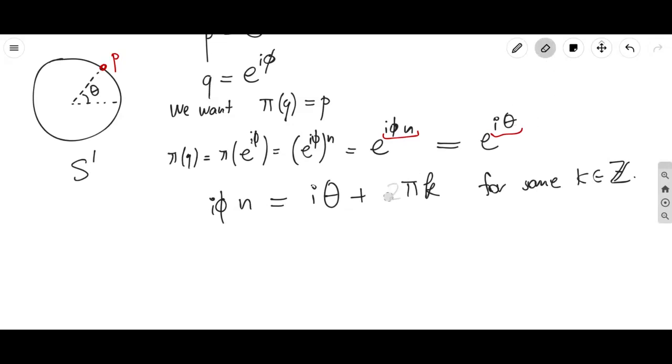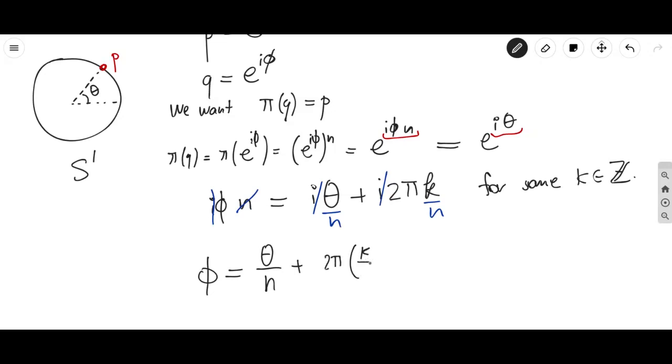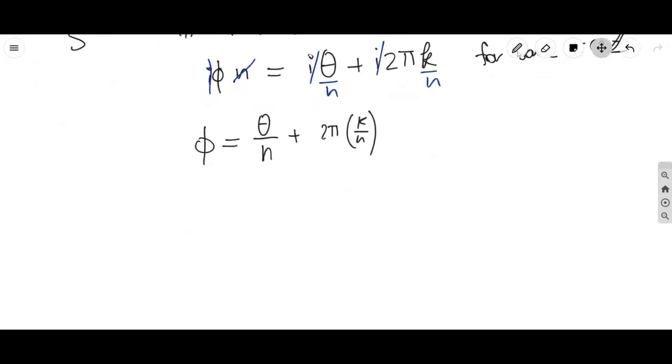And this is supposed to be 2 pi i, 2 pi k. So now if you do some cancellation, cancel the i and cancel the n, we get that phi. So the way you find the angle, you take theta, you divide it by n, and then you add to it 2 pi times a multiple of the angle. So if you set k equal to 0, these are the choices for phi that you get.